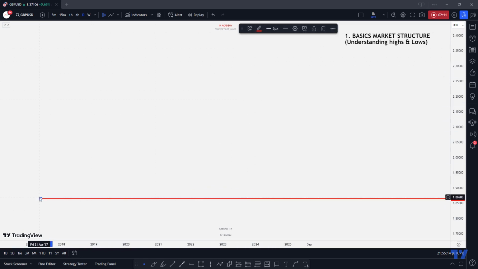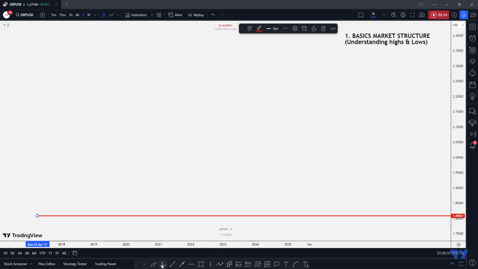Let's say price is starting from this point here. The price moves from this point, which is around 1.80763, up to this point here, which is around 1.97827, and then the price comes down again to this particular price, then goes back up, comes back down here, and goes up again to this point.